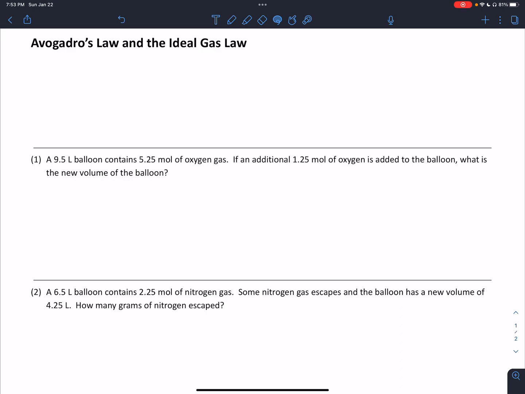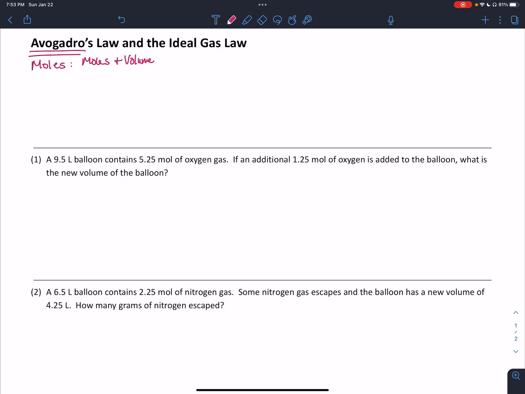This one's going to focus on Avogadro's law and the ideal gas law. All right, so from the name of Avogadro's law, you can probably anticipate that this law is going to have something to do with moles, and you would be correct. In particular, it looks at the relationship between moles and the space that they occupy, which we are terming volume.